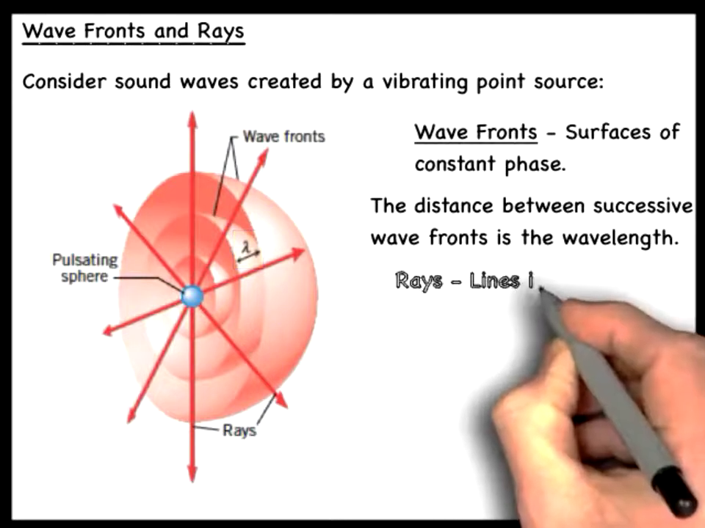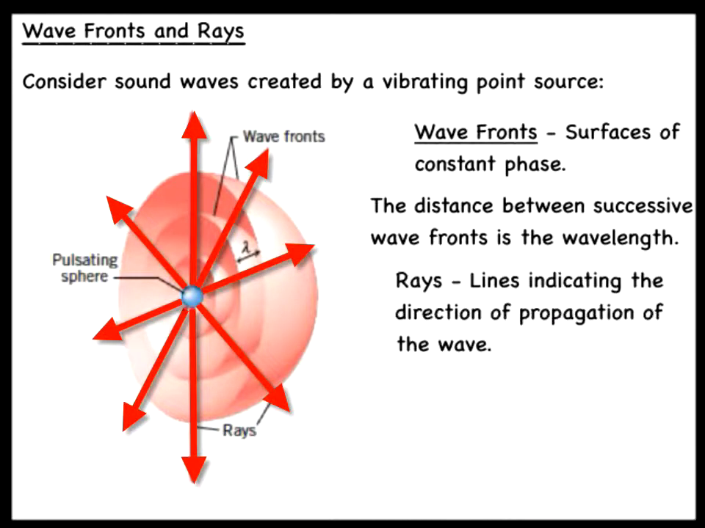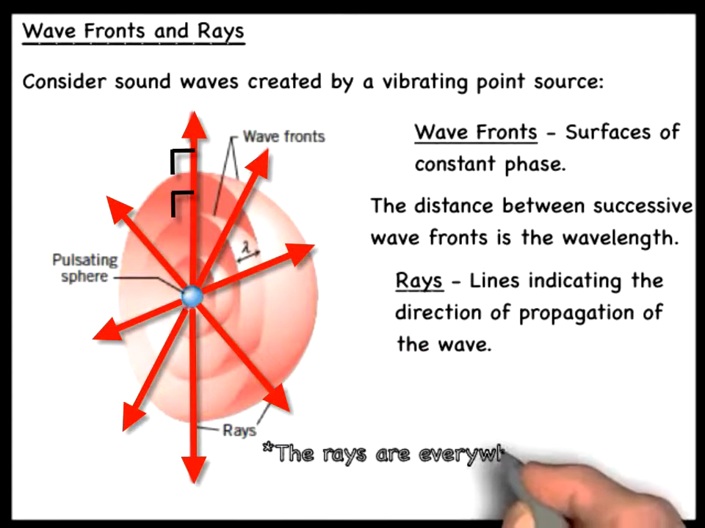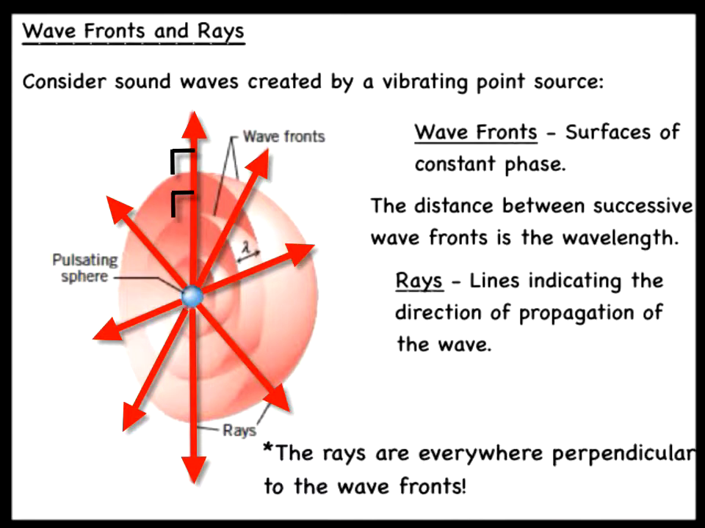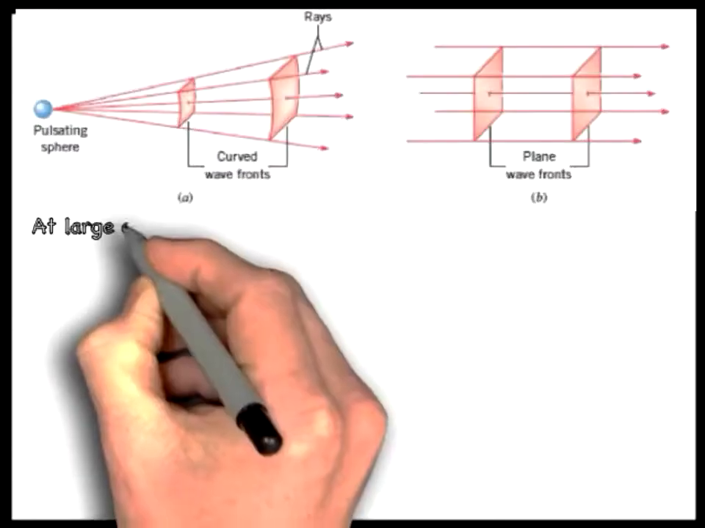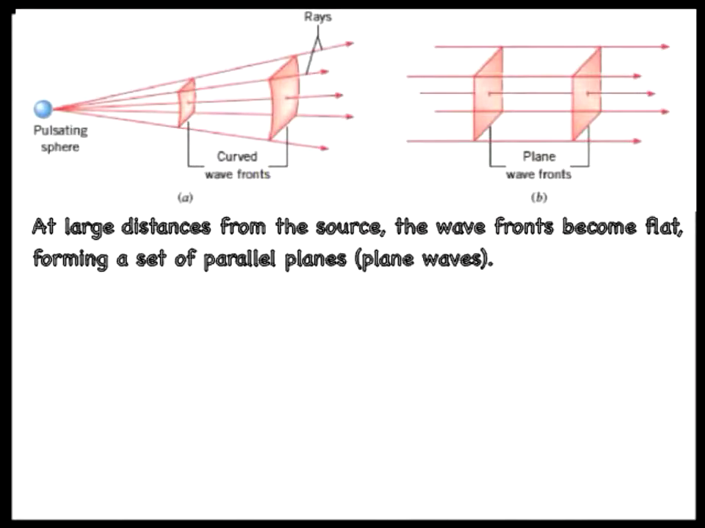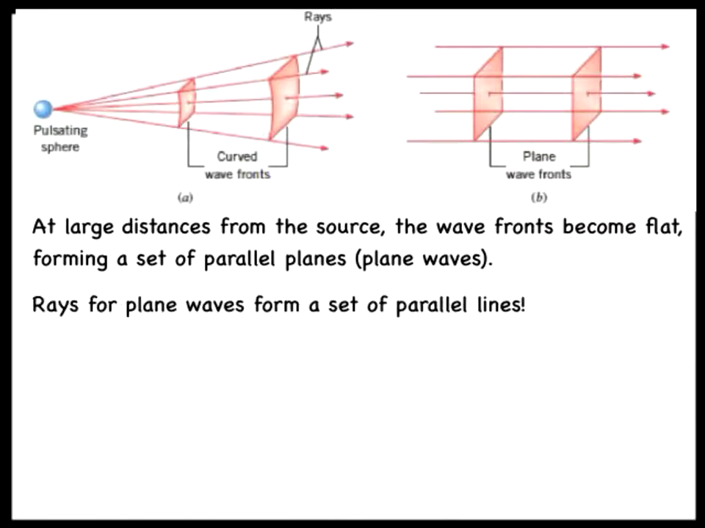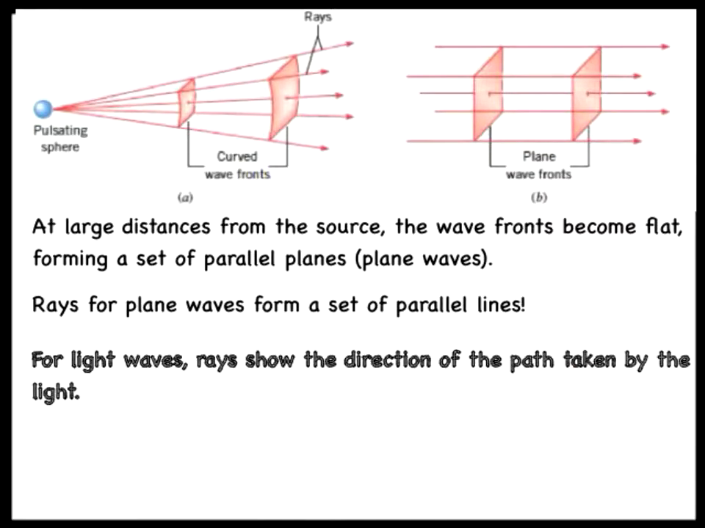Radial lines pointing outward from the source are called rays. Notice that the rays are everywhere perpendicular to the wavefronts. The rays indicate the direction of the velocity of the wave. At large distances from the source, the wavefronts curve less and less. Eventually, the wavefronts approach the shape of flat surfaces or planes and are known as plane waves. Since rays are perpendicular to wavefronts, the rays for a plane wave form a set of parallel lines and indicate the direction of propagation of the wave.